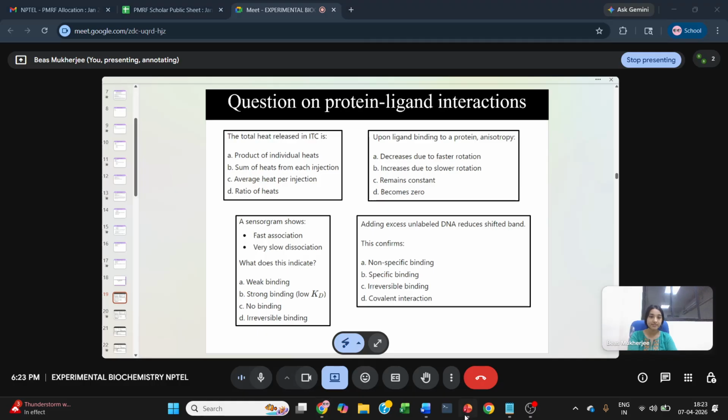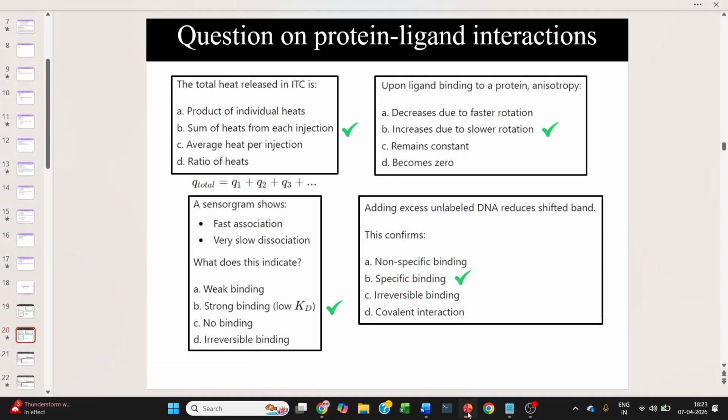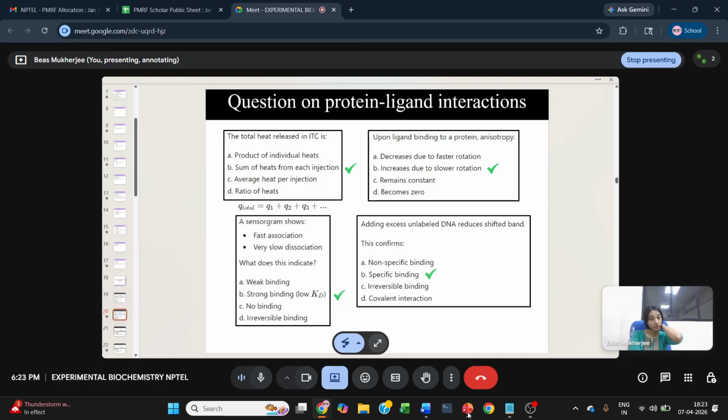Let's look at the right answers. Okay, so we see that Q total, the net amount of heat that is released, is always the summation of all the peaks that are there. If it is an exothermic reaction, they will be downward. If it is an endothermic reaction, the peaks will be upward, and it is always the summation of all the peaks. Okay, now for the next question, anisotropy increases due to slower rotation.